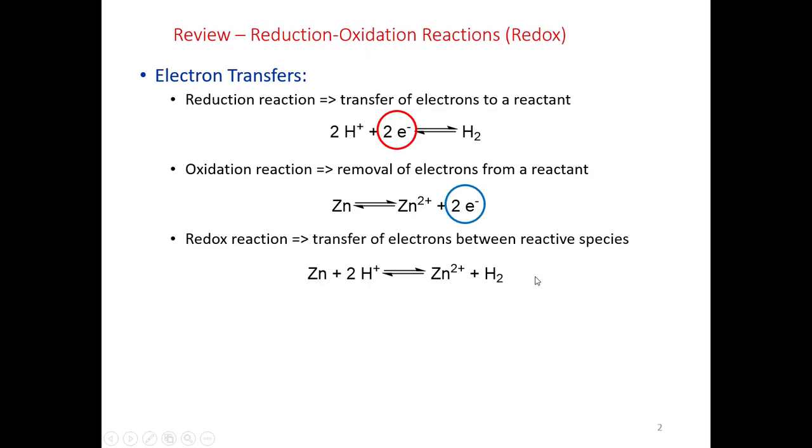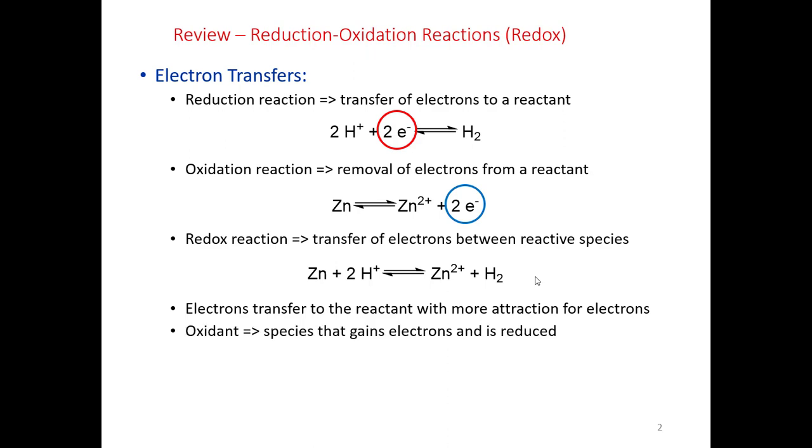This is a redox reaction, and the electrons transfer to the reactant with more attraction for electrons. So in this case, the protons have more attraction for electrons than zinc metal. The oxidant in this reaction is the species that gains electrons and is reduced. The reductant is the species that loses electrons and is oxidized.